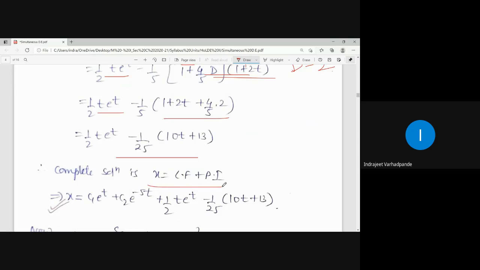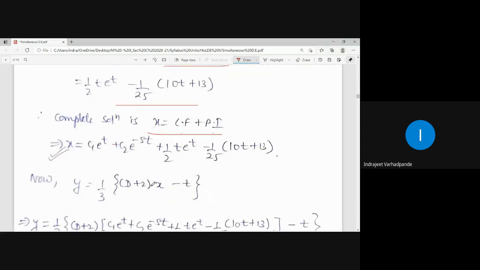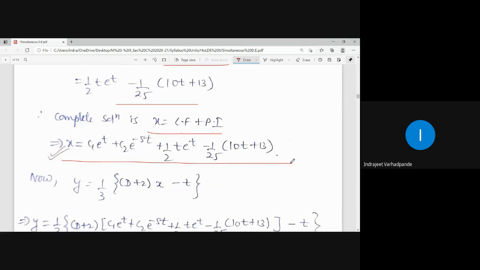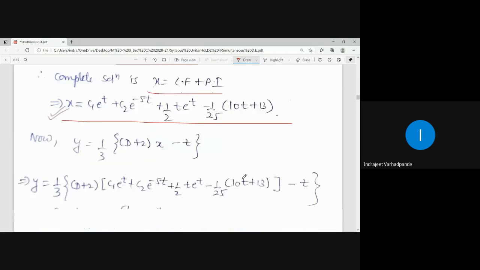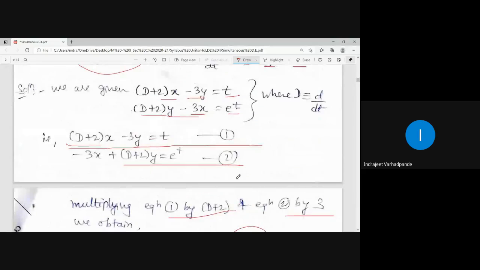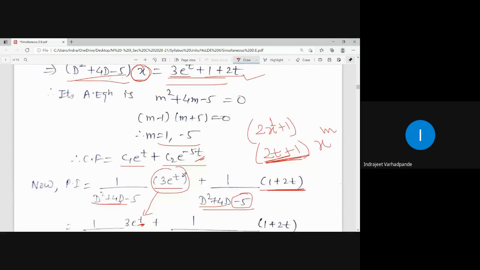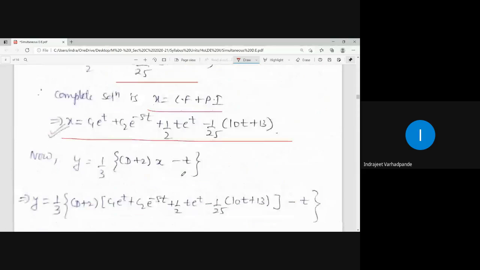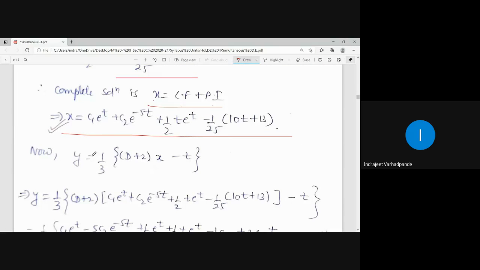The complete combined solution is x is equal to CF plus PI. I have completely written down this answer. Now from any one of the equations you will have to calculate the value of y. So where am I calculating y from? I am calculating it from this equation, or you can also calculate it from this equation. So how is y calculated? From the first equation, y is equal to 1 by 3 into this.